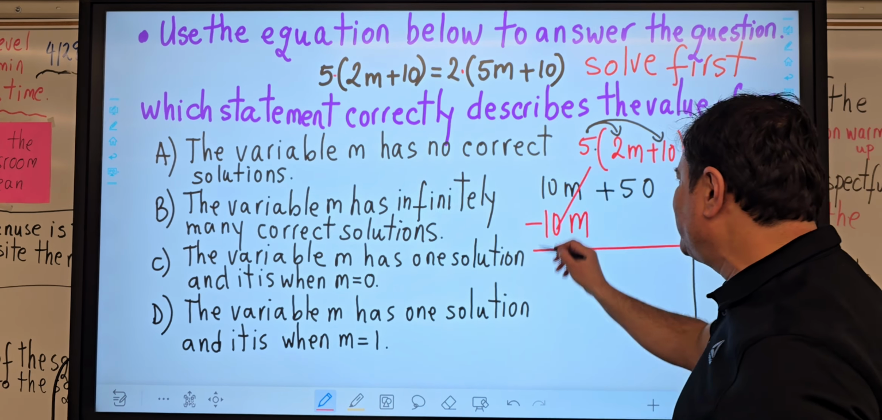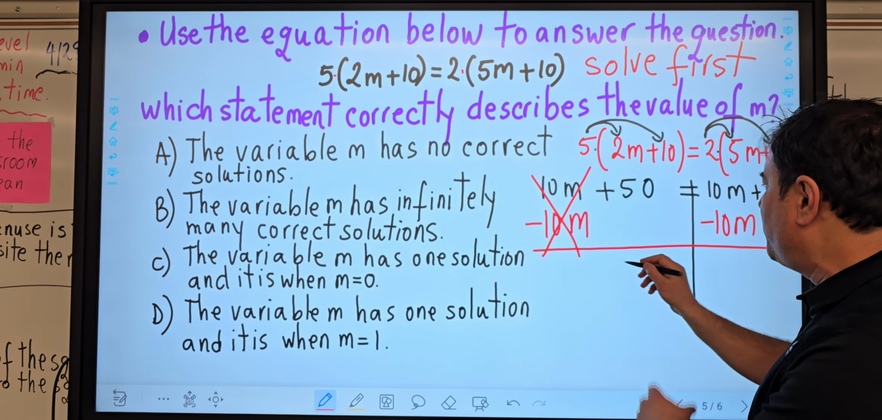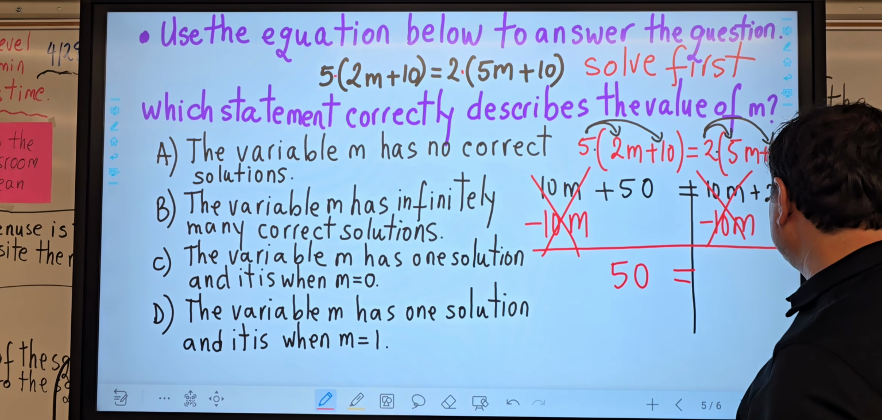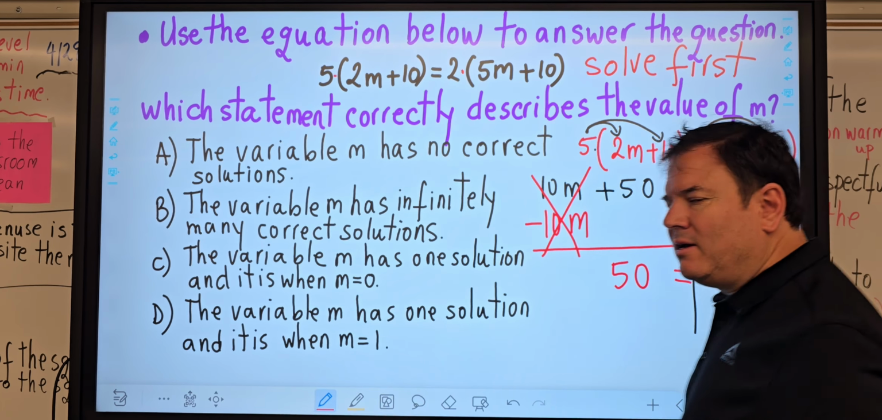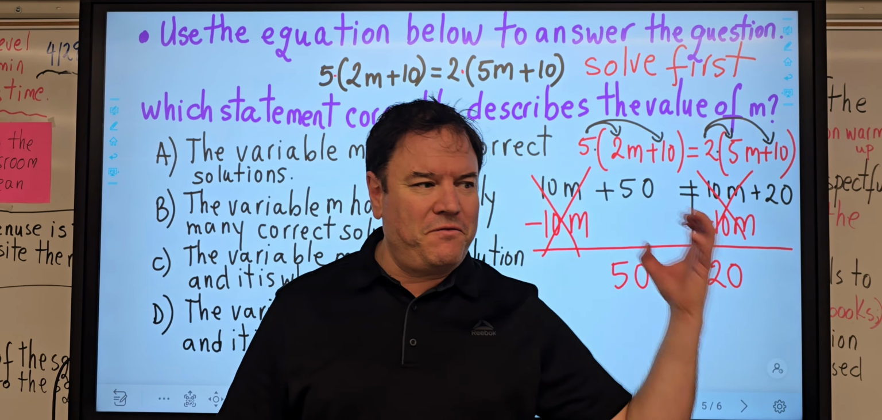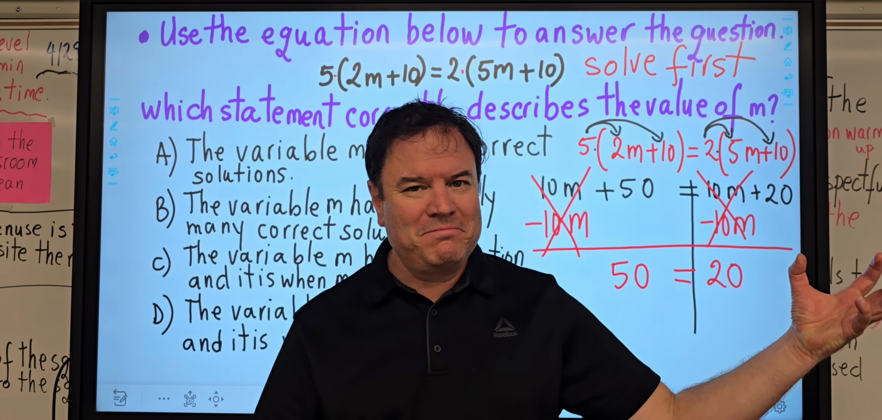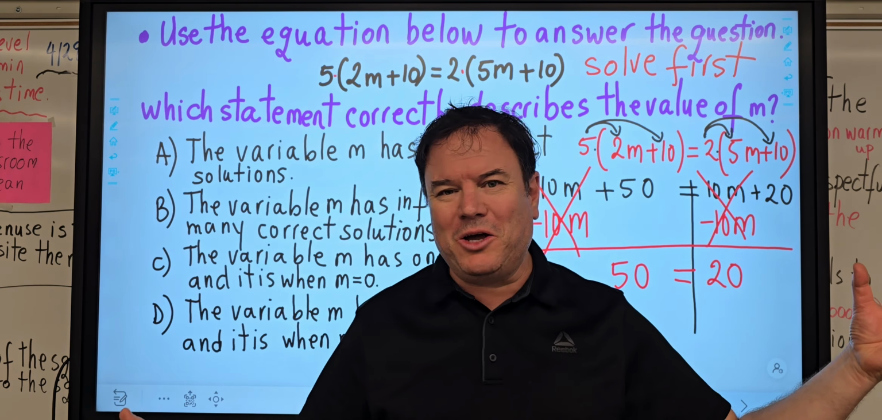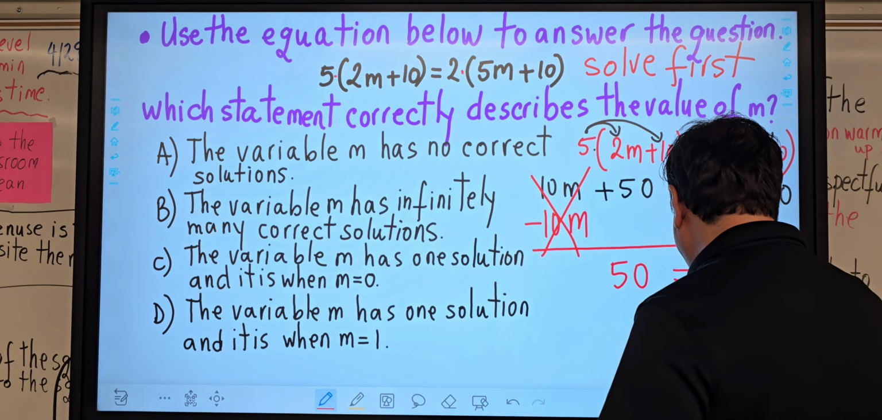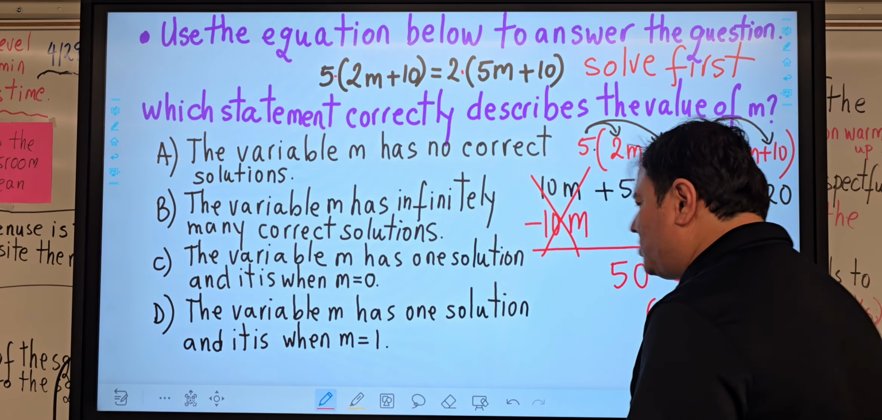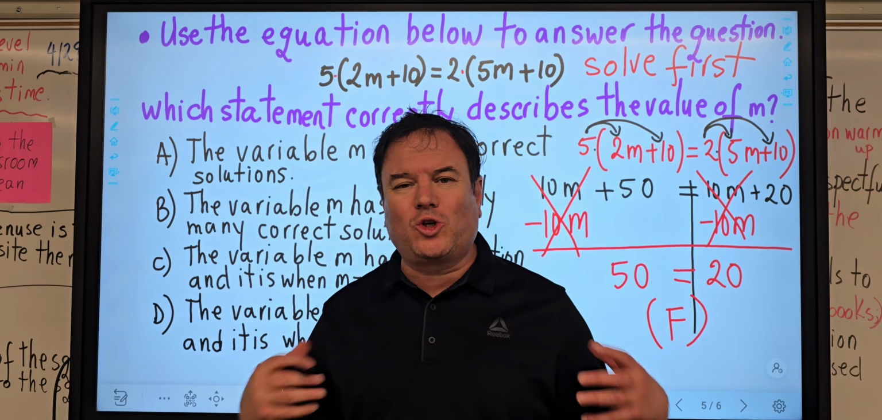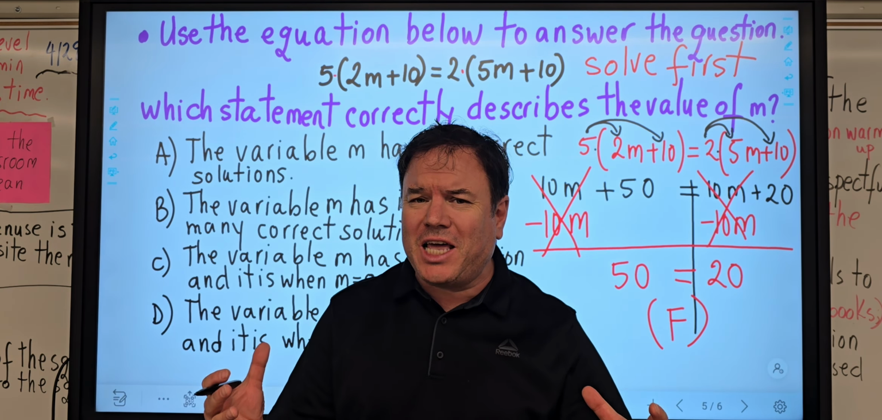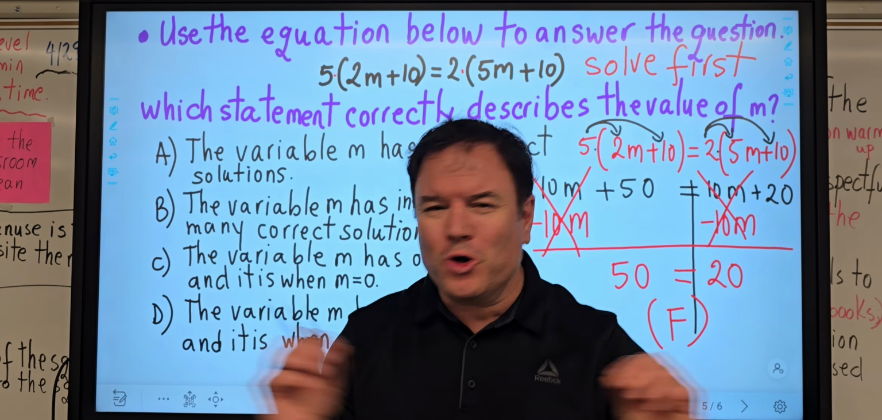10m minus 10m cancel each other out. So we are left over with 50 equals, and this cancels out, 20. And the question is, does 50 equal 20? And the answer is no, it is a false statement, because 50 does not equal 20. And because we get a false statement, anytime we solve an equation and we get rid of all the variables and we get a false statement, the answer is no solution.